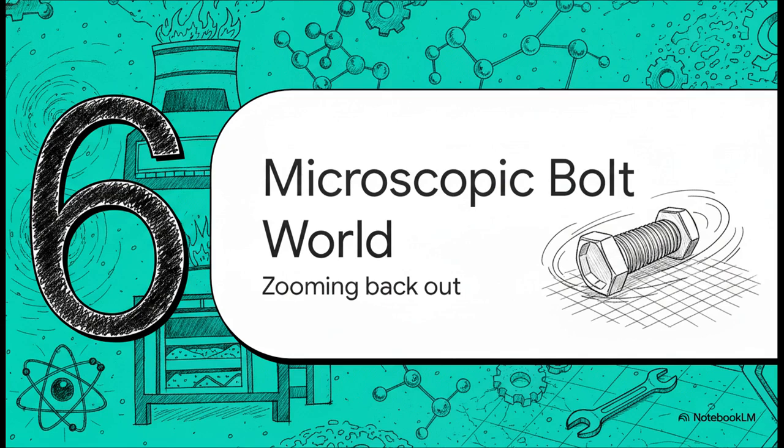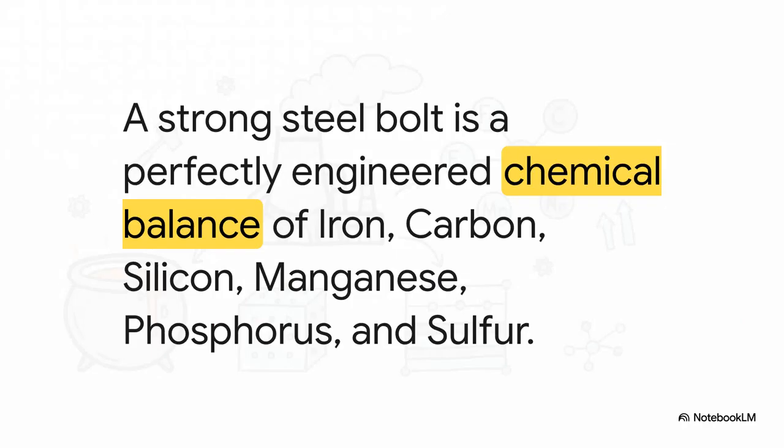Zooming back out to the final product. The macro strength of a simple, everyday steel bolt is entirely dependent on the microscopic chemical battle we just explored. It isn't just iron. A strong steel bolt is a perfectly engineered, carefully balanced matrix of iron, carbon, silicon, manganese, phosphorus, and sulfur. Without the coke raising the temperature, we'd have no iron. Without the manganese hunting down the sulfur, the bolt would literally crumble under high heat and stress.